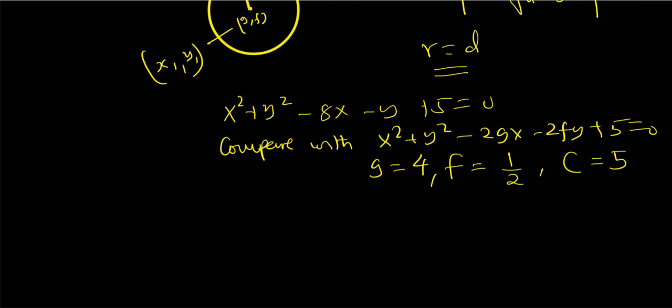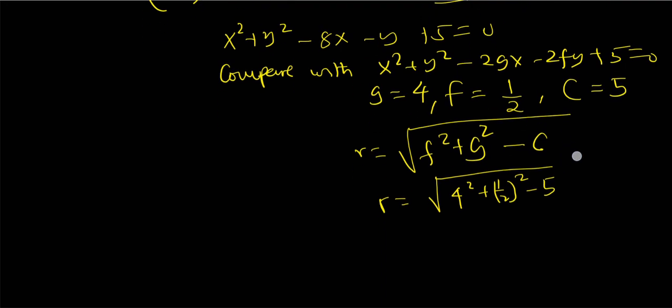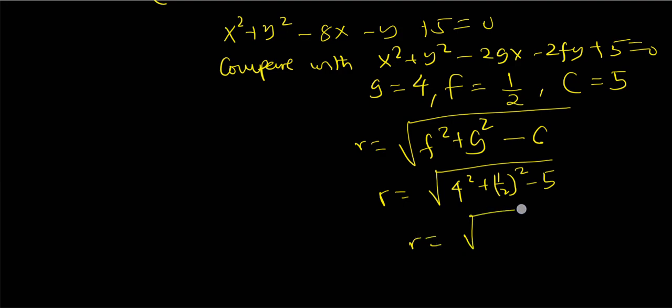First let's find the radius directly. Radius equals the square root of f square plus g square minus c. So we'll have r equals the square root of 4 square plus a half square minus 5. If we use a calculator, we are going to have r equals the square root of 11.25 units. So that is our radius.